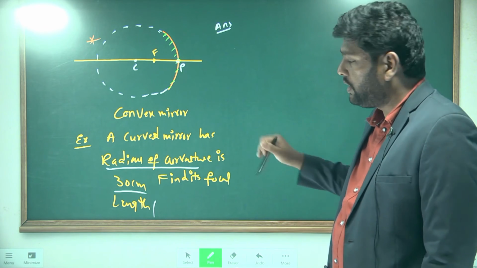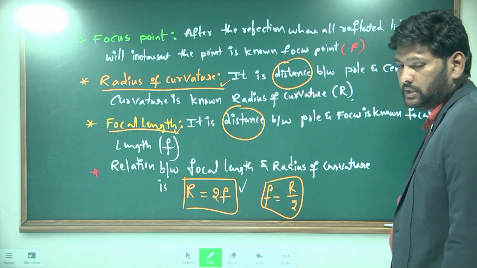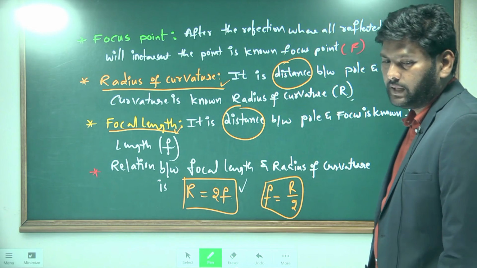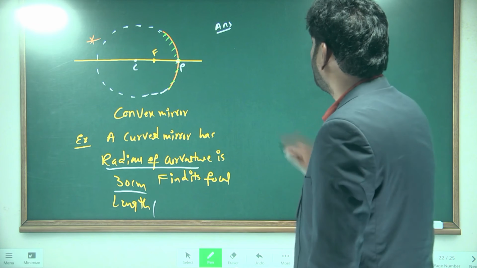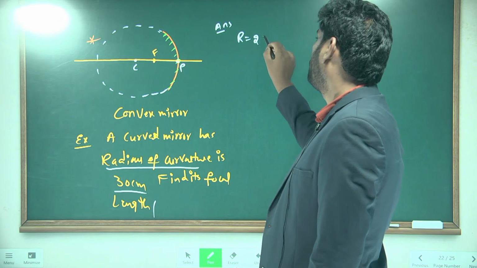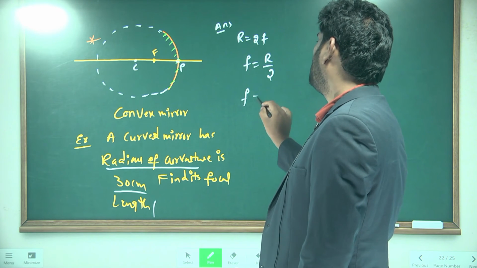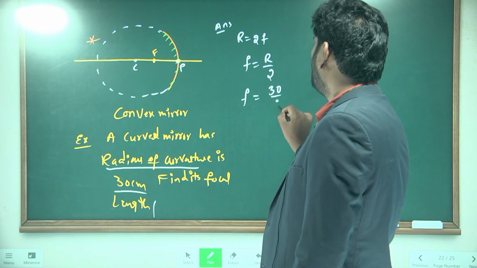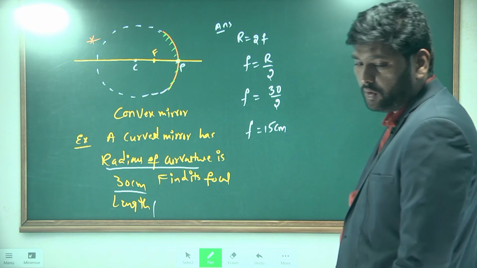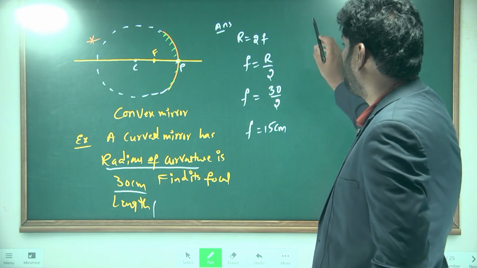You can find this answer by using the relation R is equal to 2f. Here R means radius of curvature, f means focal length. If I use that relation, R is equal to 2f, then f is equal to half of the radius. So focal length is equal to 30 by 2, which is equal to 15 centimeters. So the focal length of the curved mirror is 15 centimeters.